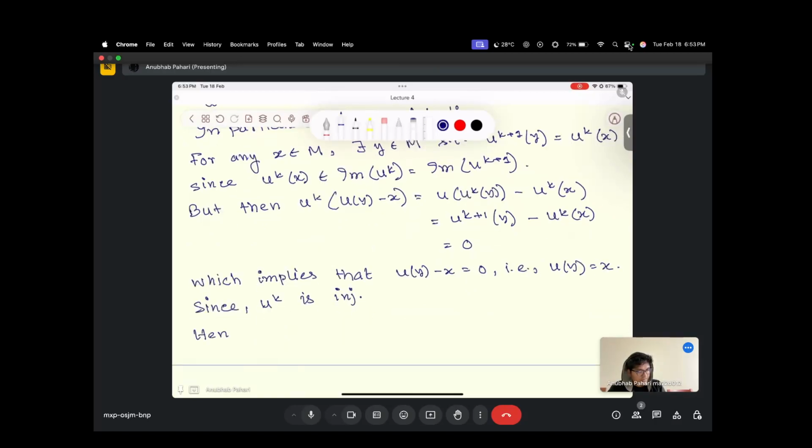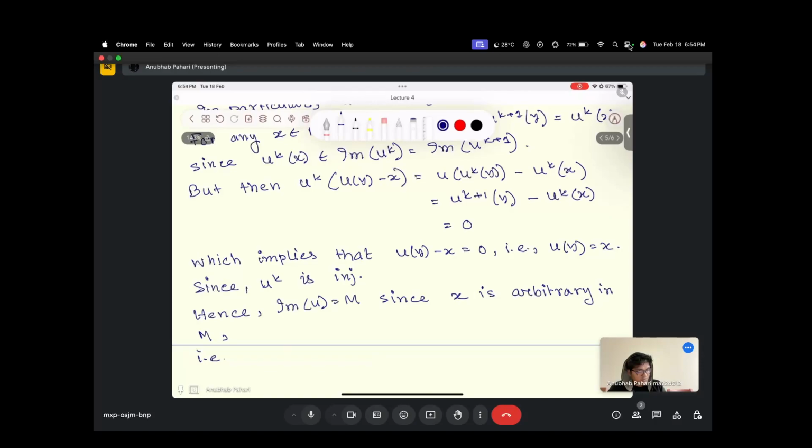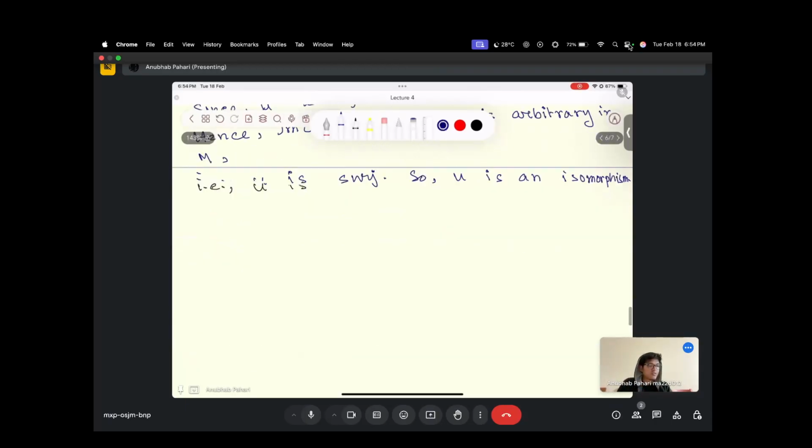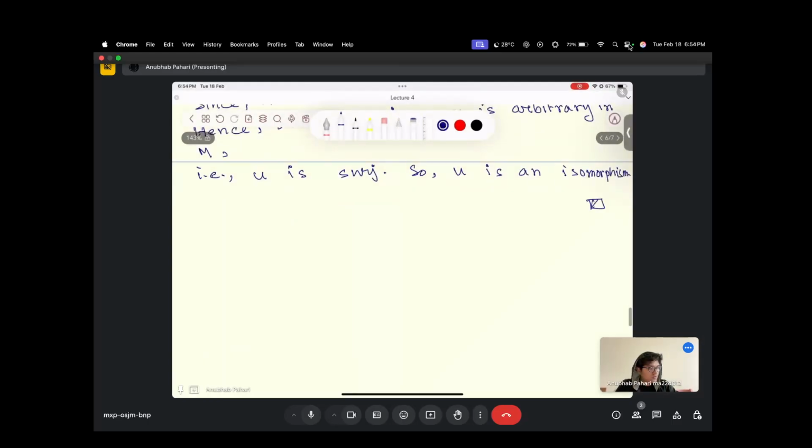Hence the image of u should be M, since x is arbitrary in M, that is, u is surjective, so u is an isomorphism. Okay, so this is quite a good result.